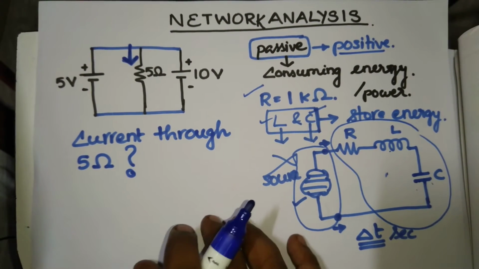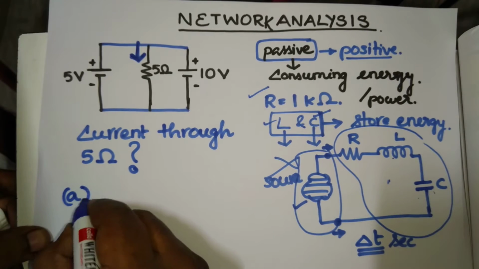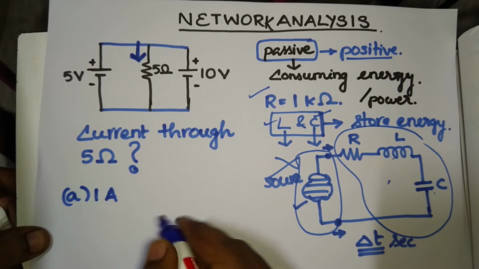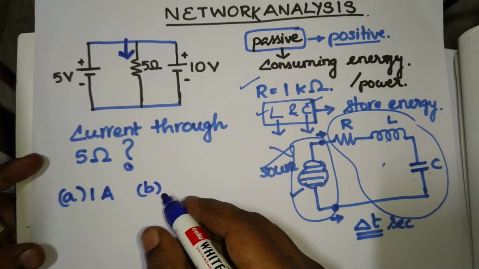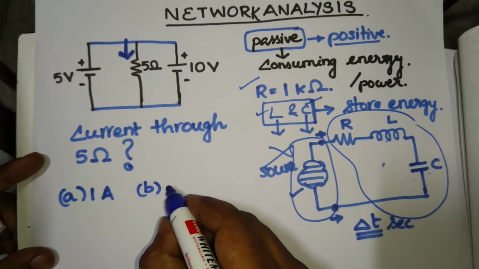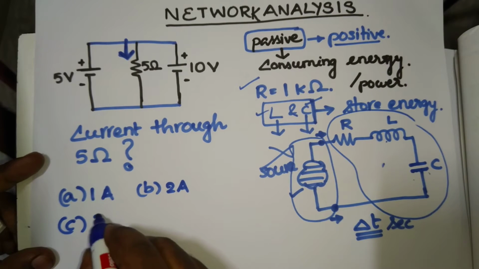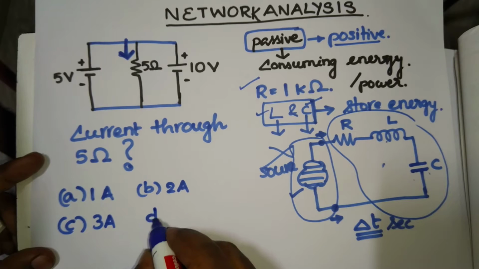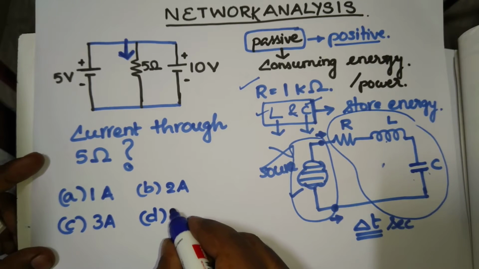So I will give you options here. Options may be like this: option A, 1 ampere, and current has units of amperes, right? Option B, 2 amperes. Option C is 3 amperes, and option D, let's take none.